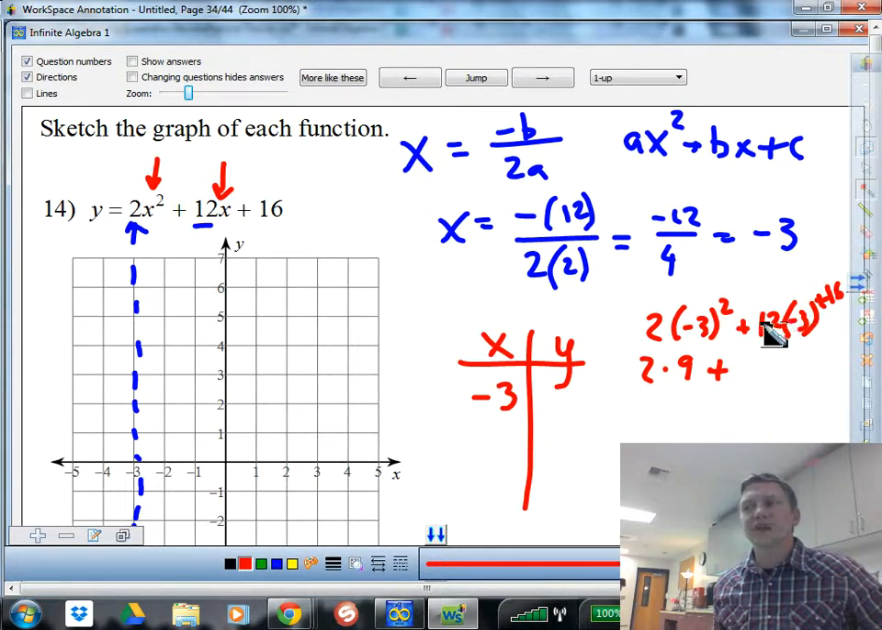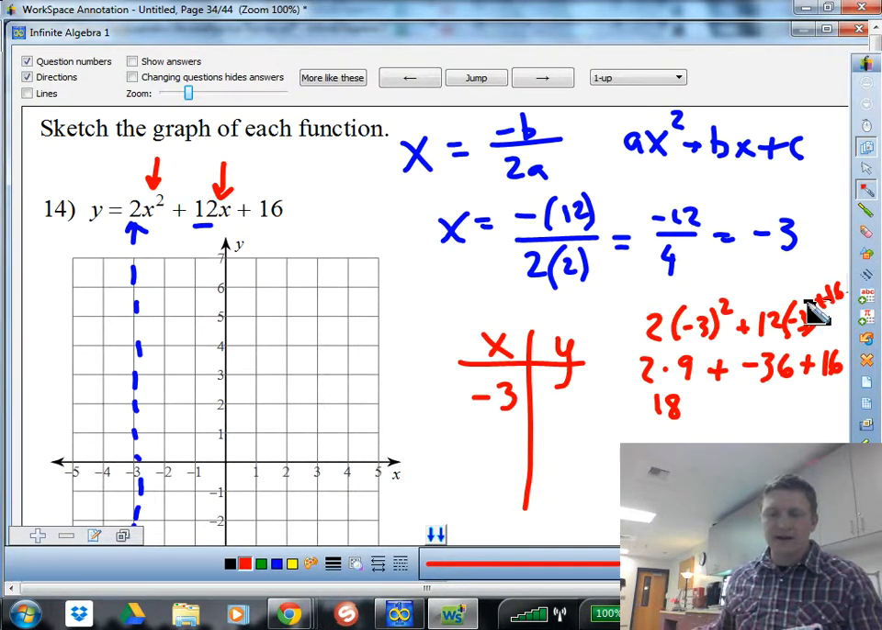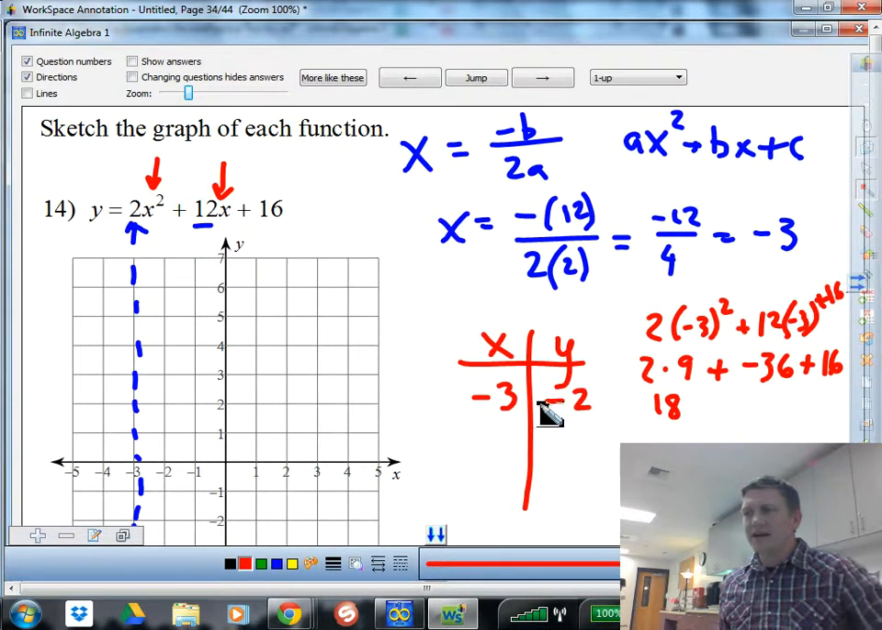Okay, -3 times 12 is like -36 plus 16. 2 times 9 is 18. So really just put all these together. I don't know, 18 plus 16 minus 36, and you get -2. So I write -2 right there. And so my combination is to go over to -3 on the x-axis and then go down to -2 and make a point right there.